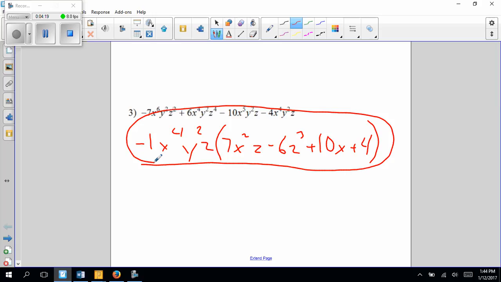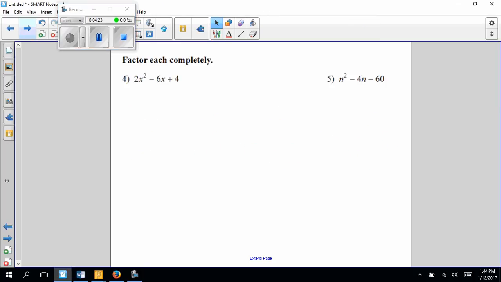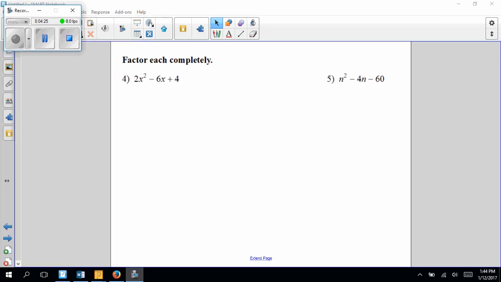Alrighty. So we cruise on here. I'm gonna move stuff out of the way for a second. We go to page number 2. Page 2's got factor completely, and this is where we start to get into our trinomials and the stuff you've done the past 2 days. Really look forward to seeing how you do.